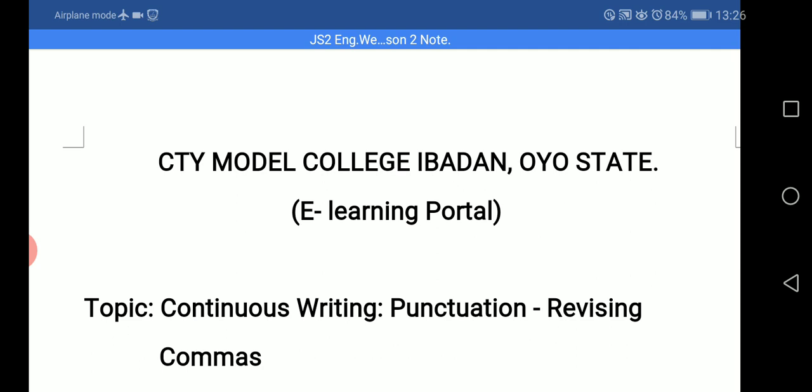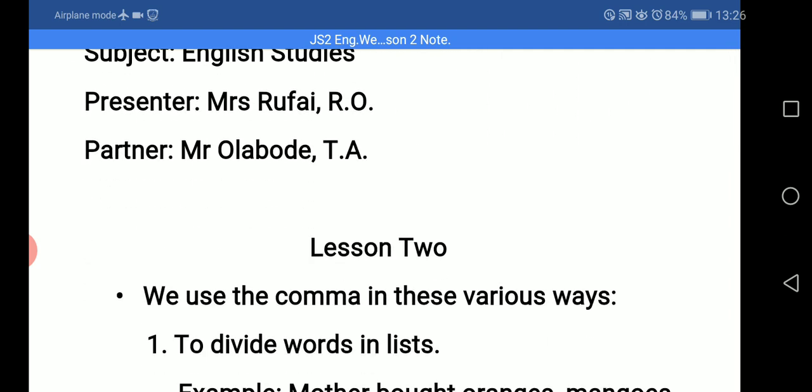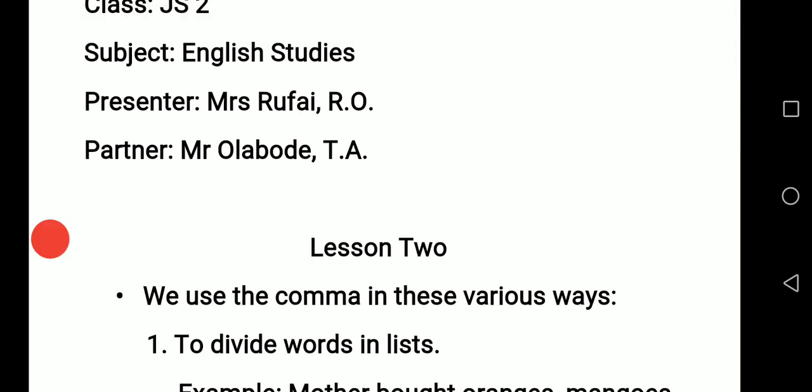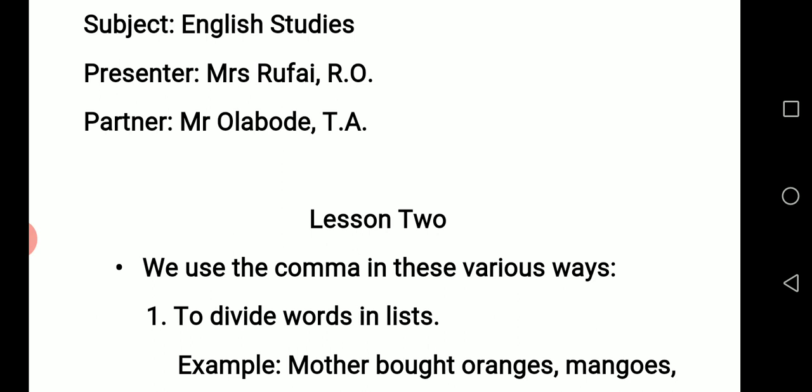We have learned how to insert the commas in sentences and their uses. We learned that we use the commas in these various ways. 1. To divide words in lists. When we have words that we have written in lists, we use the comma to divide these words.